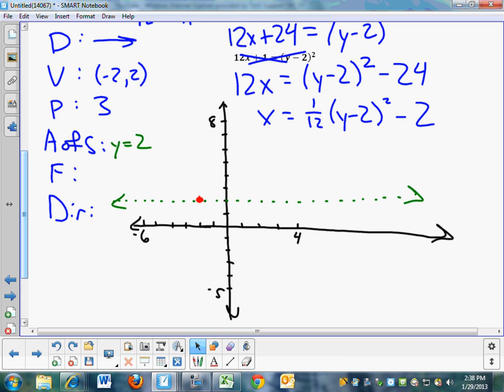Focus goes how many units from the vertex? How many? 3, because P is 3. 3 to the right, left, up, down. Right? What's the location of that point? Directrix, how many units? In the opposite direction. 1, 2, 3.